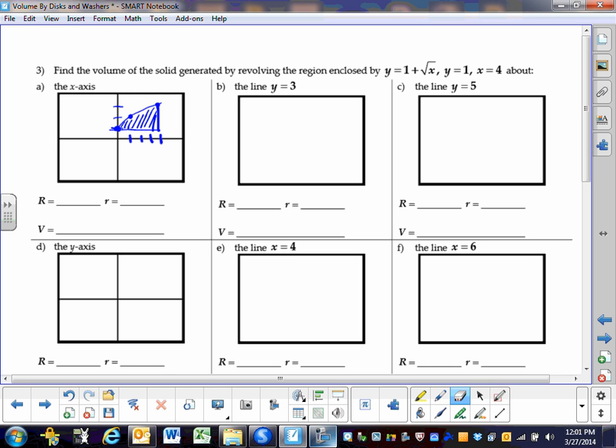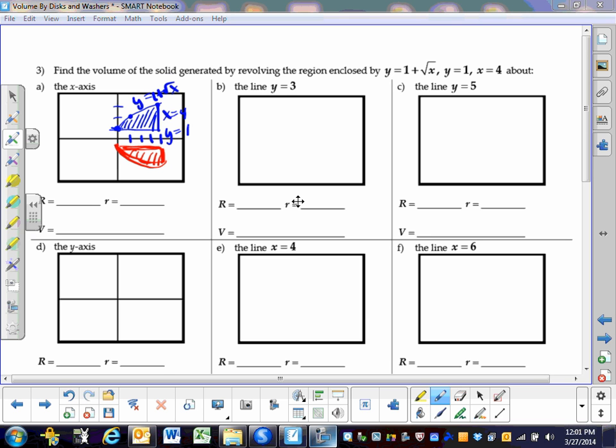Okay. So we have, again, y equals 1 plus root x, x equals 4, and y equals 1. So if we rotate around the x-axis, we have to reflect across. So we're going to have the same shape on the other side. We always start from the center of rotation. So this is going to be a dx problem. And go to find our radius starting at the center using the original shape. So the outside radius and the inside radius.